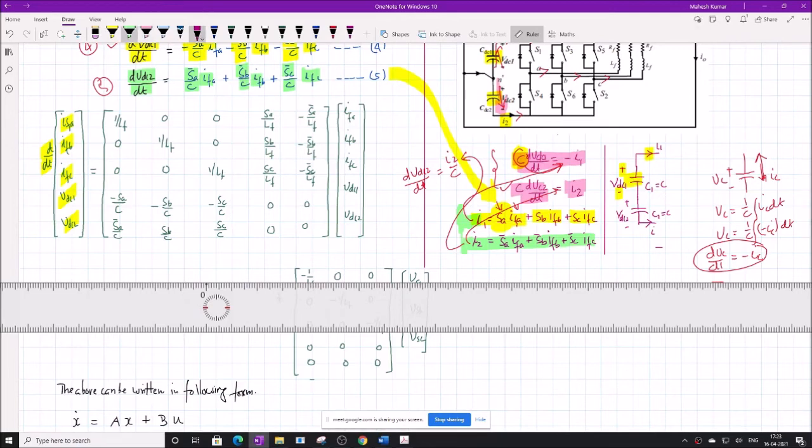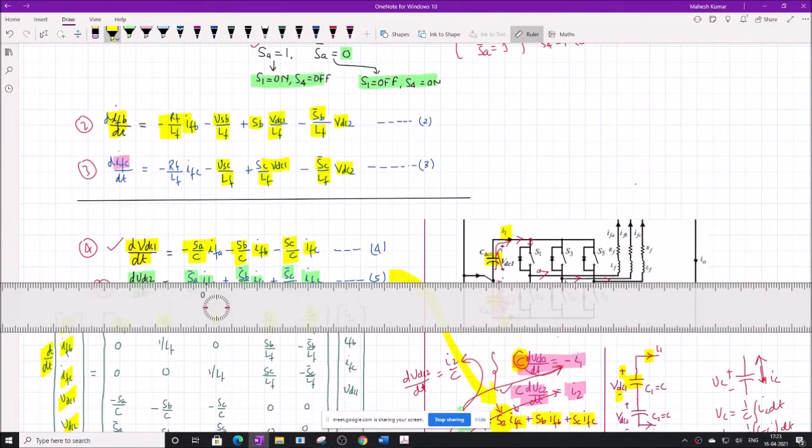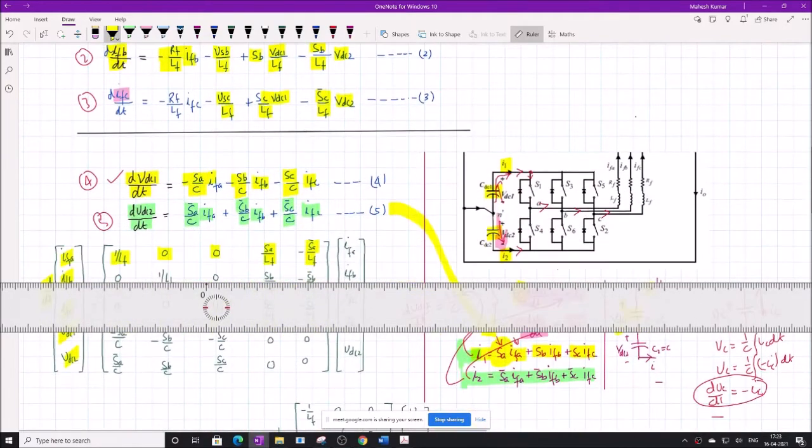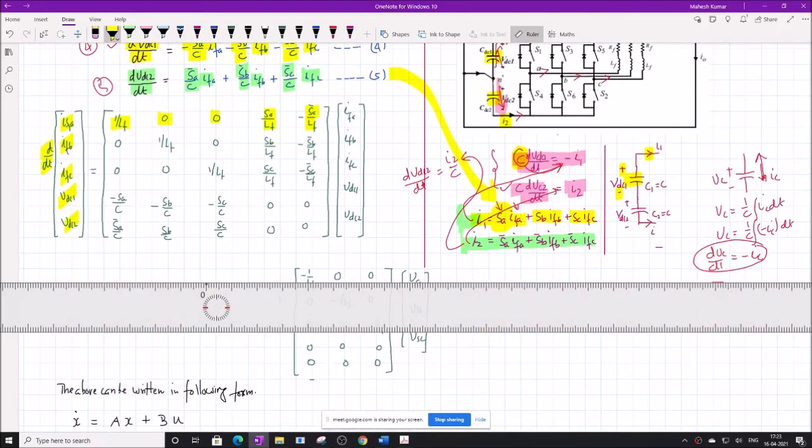So first row becomes minus RF by LF, this is 0, this is 0, this is SA by LF, this is minus SA bar by LF. Okay, this comes from equation 1, from this equation, you can see it here, minus SA bar by LF, SA by LF, this is minus 1 by LF for VSA and minus RF by LF in the first term. So therefore this appeared as the first row in this matrix. Second row, what will change? This is a diagonal element, minus RF by LF will come here, this is 0, this is 0, and this is SB by LF, this is minus SB bar by LF for this current.